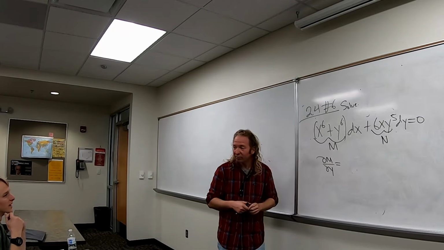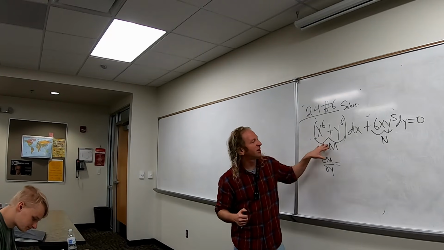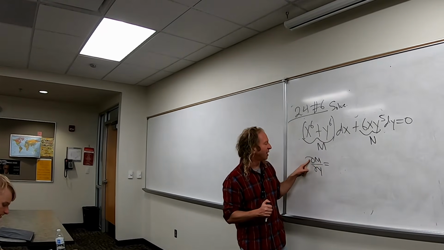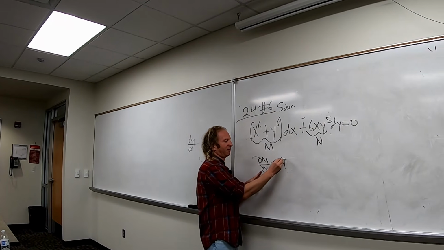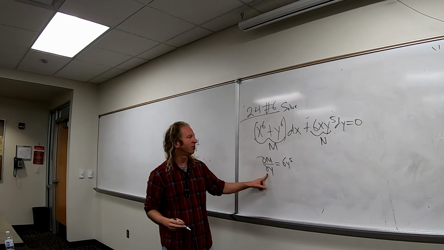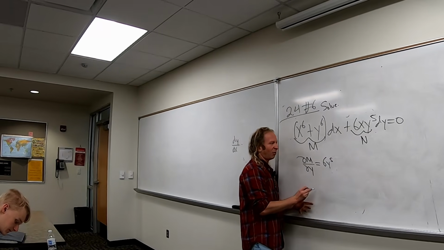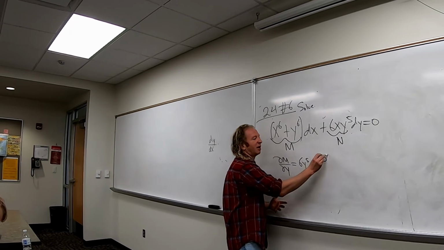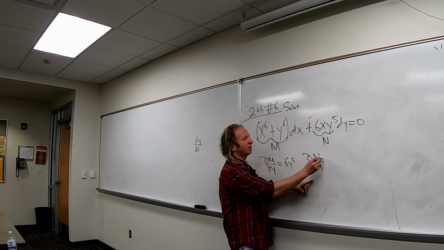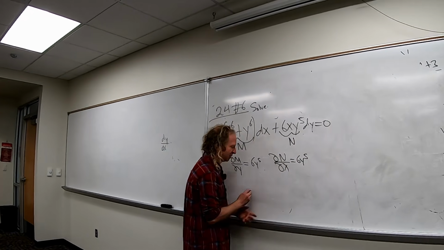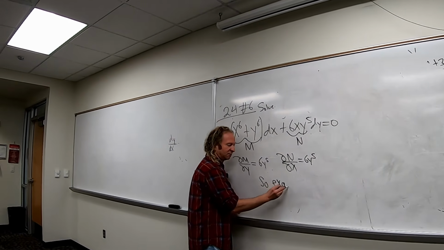Well, we're going to check. To check if it's exact, you call this M, you call this N, and then you compute del M, del y. It's the other variable. So it's going to be 6y to the 5th. Now we have to compute another partial derivative, del N, del x. Very good. It's the same, so it's exact. That's how we check it.